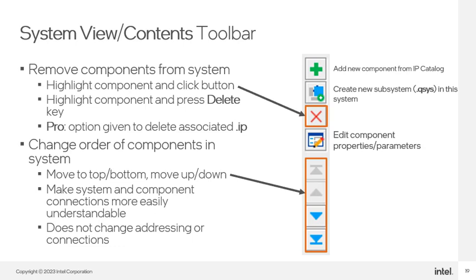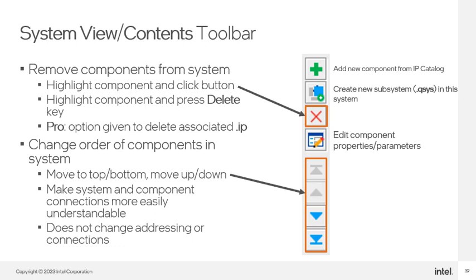For system editing, the System View or System Contents tab includes a toolbar that allows you to remove or edit components in the system, as well as change component ordering. Rearranging the order of components in the system is primarily for cosmetic or readability reasons. For example, you can group related system components, such as components with streaming interfaces or components with host or agent interfaces connected together. Changing component order does not change any component interface connections, nor does it change the addressing of any memory-mapped agents.